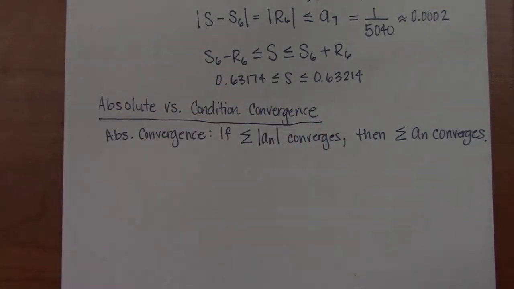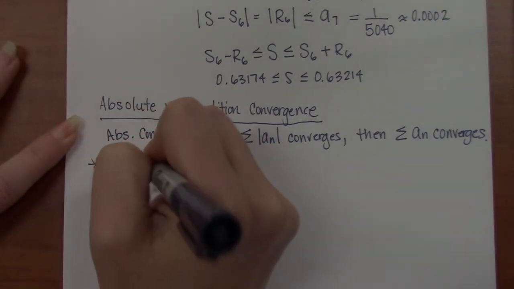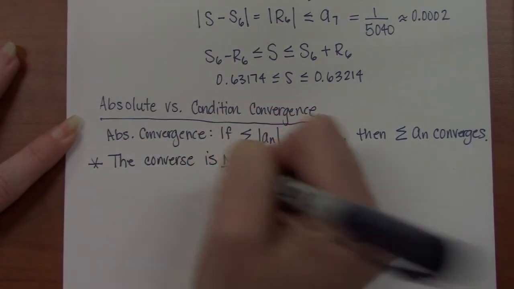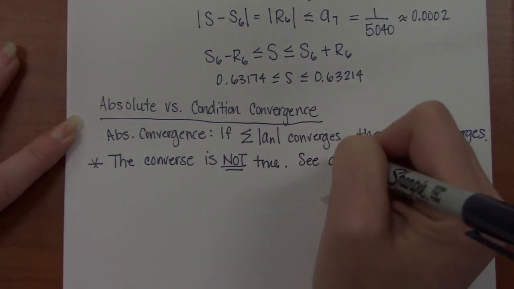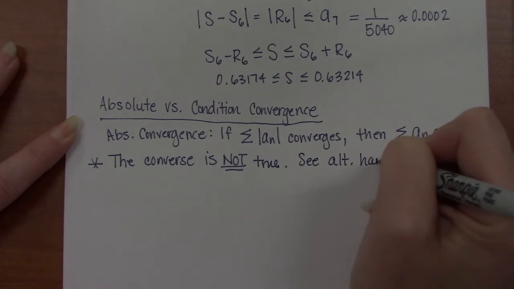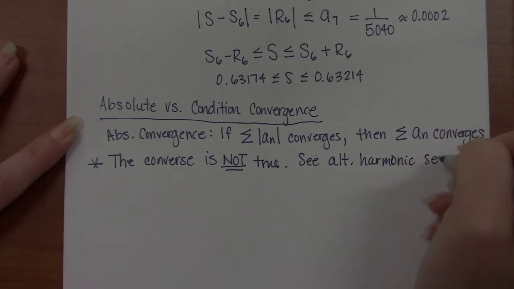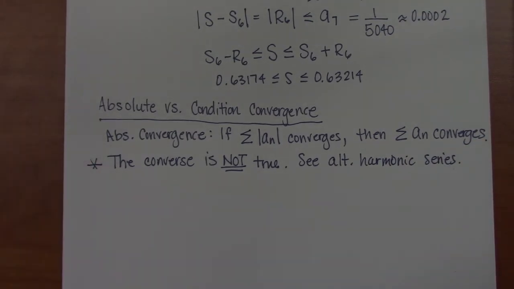Now, what's really important is that the converse is not true. The most basic example to prove this to you is the alternating harmonic series. If an alternating series converges, you cannot assume the positive version of it will converge too.